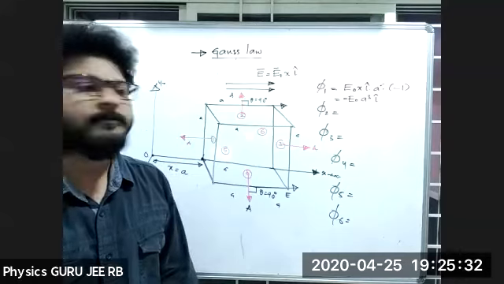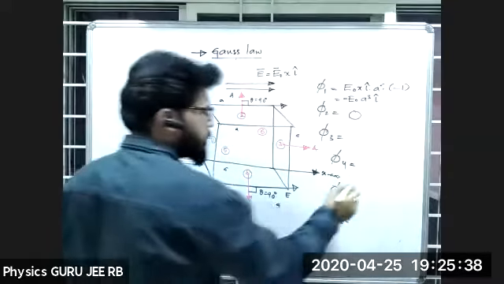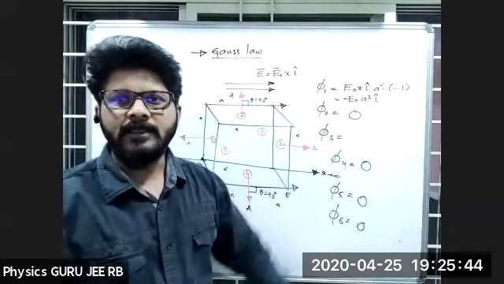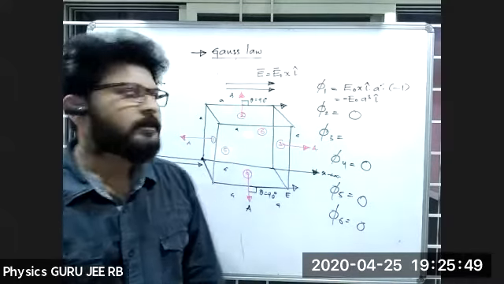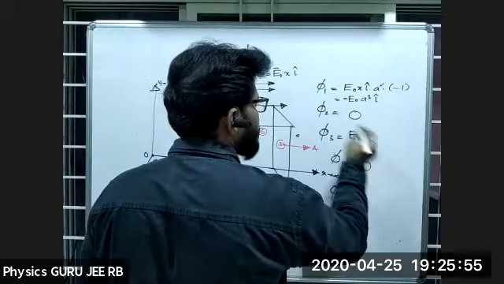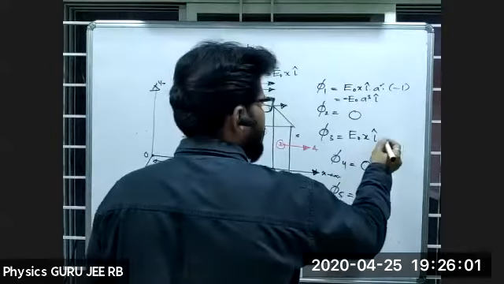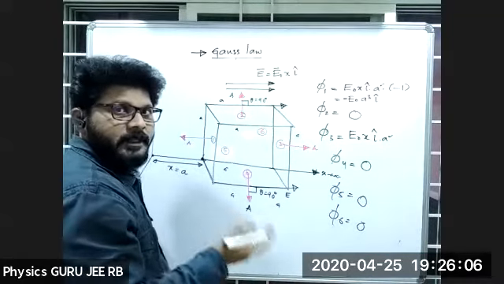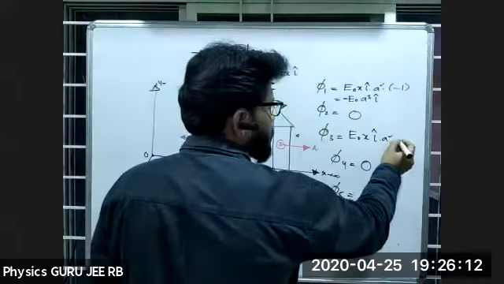Phi 2, just now we discussed, this is 90 degrees, so this will become 0. Phi 4 is also 0. Only phi 3 we have to calculate. Let me take E naught x I cap into a square, the area. The area and electric field are in the same direction, theta is equal to 0, and cos 0 is 1.